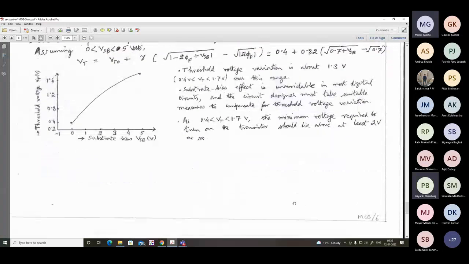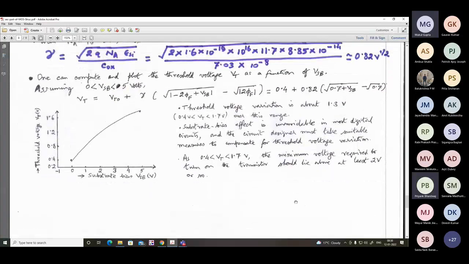Sir, here are we taking the range of VSB up to 5 volt because the maximum supply will be 5 volt? Or sir, is there some other actual reason?